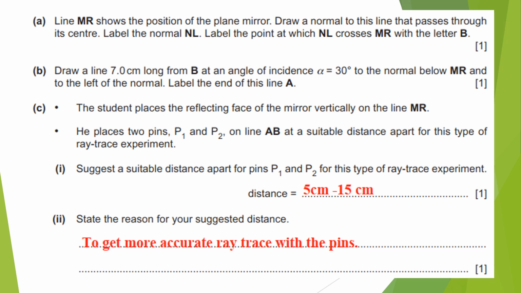State the reason for your suggested distance. So the reason for this distance is to get a ray trace more accurately. If the distance between two pins is very close, when we are drawing the line joining P1 and P2, we may get wrong angle of incidence. So that is the reason. To get a more accurate ray trace with the pins is the answer.